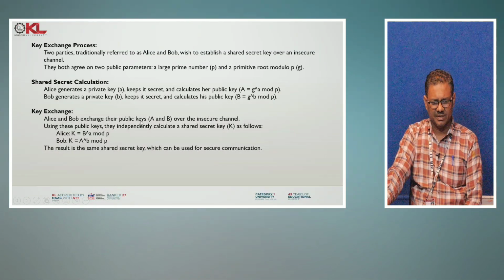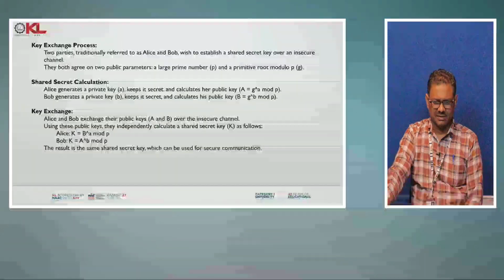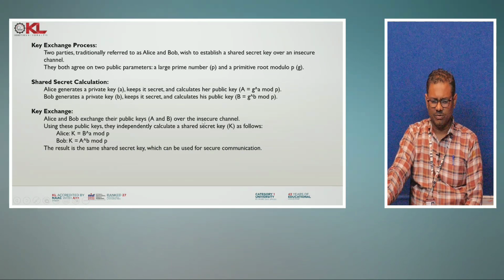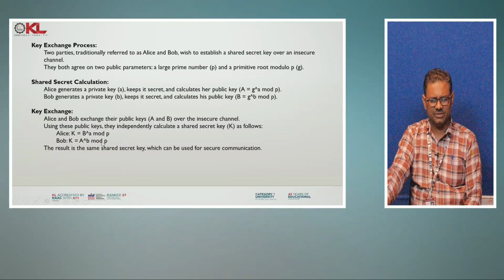Key exchange. Alice and Bob exchange their public keys over the insecure channel, even though the exchange can be known and seen by everyone. There is no problem for Alice and Bob, because indirectly the secret key is available between Alice and Bob. Using these public keys, they independently calculate the shared secret key, even though these operations are known by anyone. Again, they calculate one more formula: K equal to B power a mod P, and K equal to A power b mod P. The result is the same shared secret key. So these K values are both the same, known only to Alice and Bob.